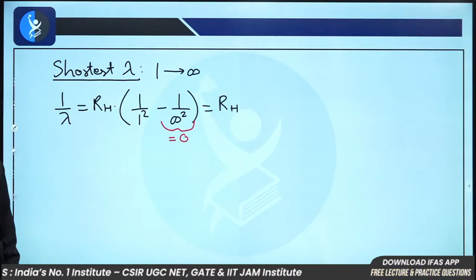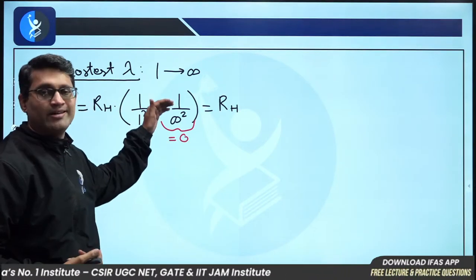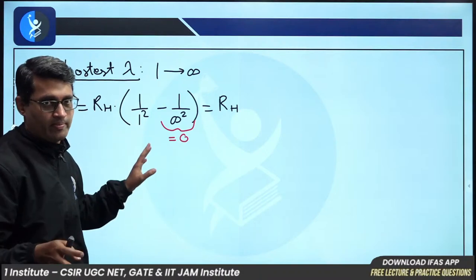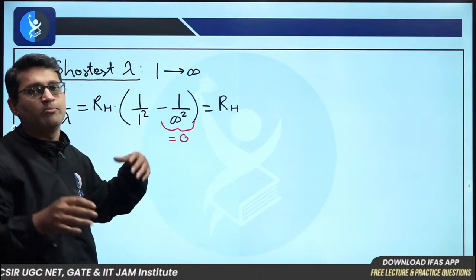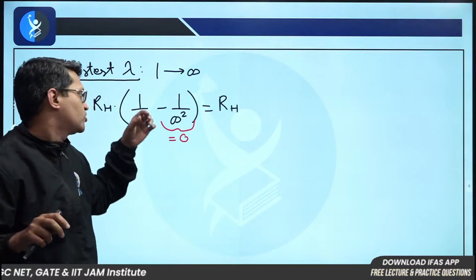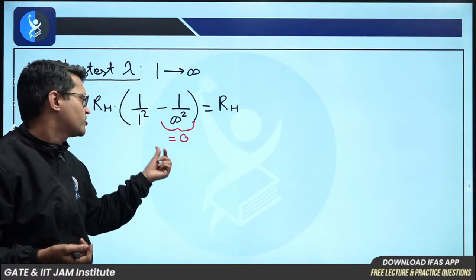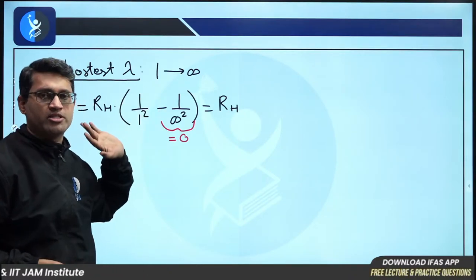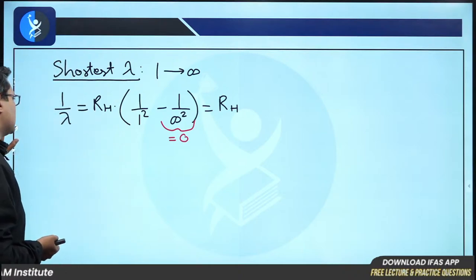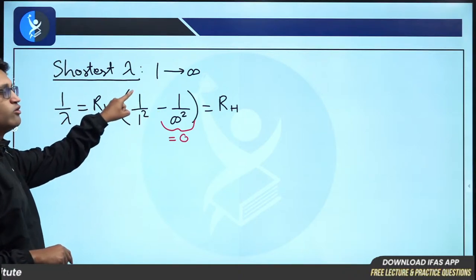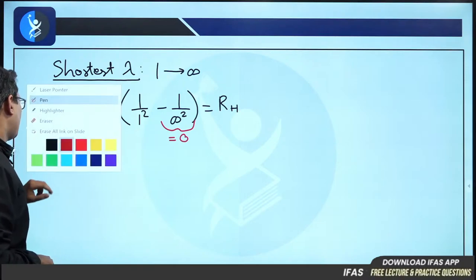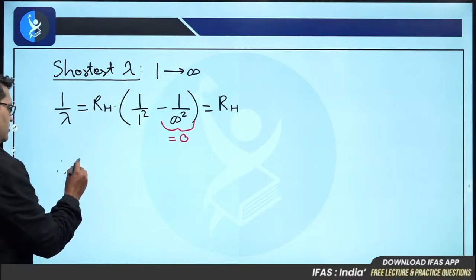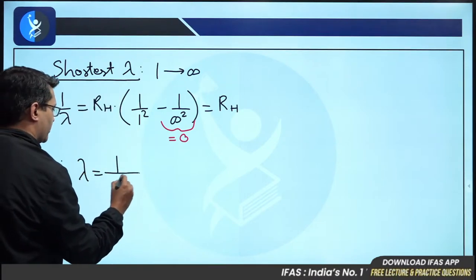Because 1 upon infinity squared is essentially 0. Infinity is not a number; infinity means a very, very big number, an uncountable number. So if you take the reciprocal, that reciprocal is almost 0. So let's assume that to be 0, which means this is just RH into 1 upon 1 squared, meaning just RH. So if 1 upon lambda is RH, therefore lambda will be 1 upon RH.